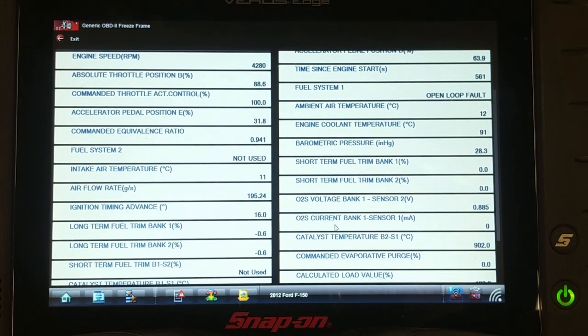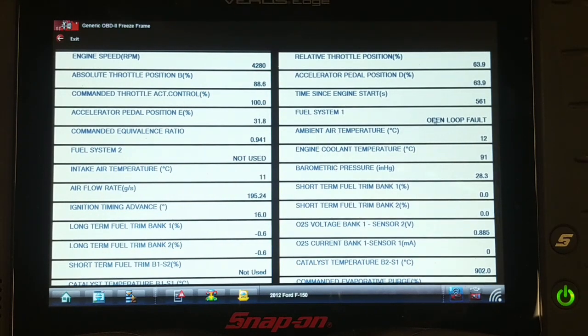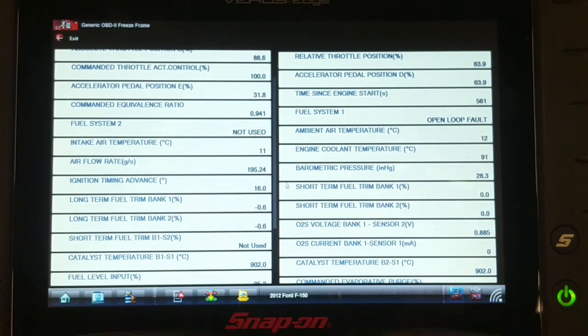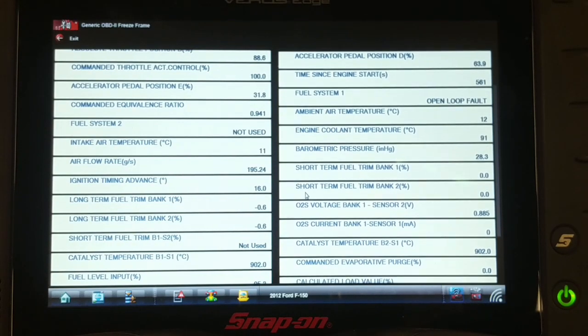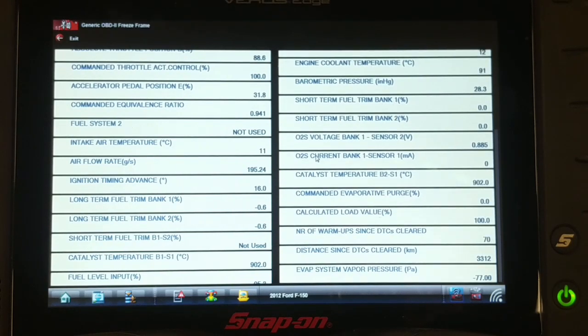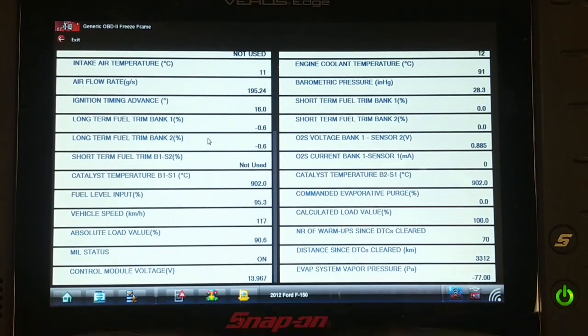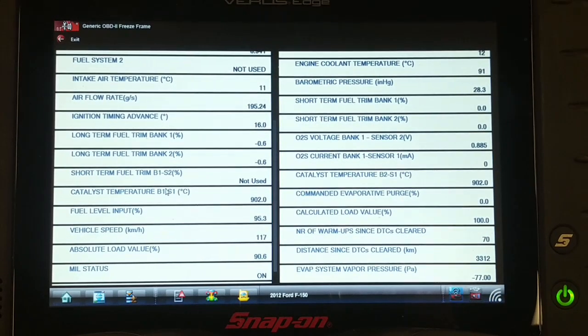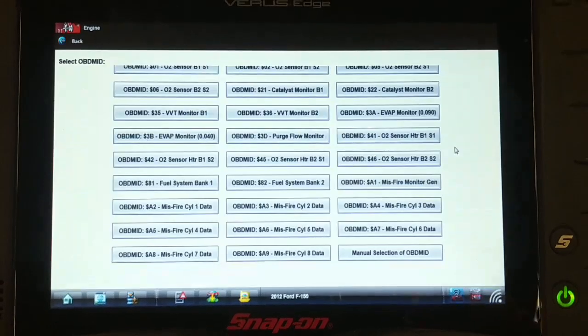Strange. And okay, so the fuel trims are not going to be valid now because the system was in open loop fault. So I can't tell what the computer was trying to do with the fuel delivery, because obviously in open loop it doesn't correct for fuel delivery, in my opinion. Distance since the DTC was cleared, 3,300 kilometers. Well, I'm going to save this freeze frame for future reference, and then we'll look at mode 6 data.